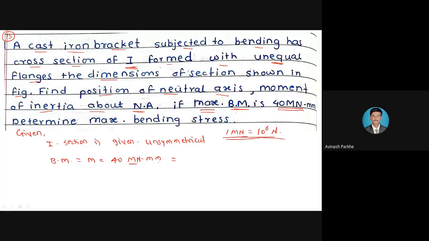Here it is meganewton mm, already given in mm, so we need not convert from meter to mm. Therefore 40 into 10 raised to 6 Newton mm. And they have asked to find out the maximum bending stress, means sigma or sigma b, we have to calculate. Okay, so these are the given parameters. Now whatever the I section is given of unequal flanges, their figure is also given. So I will draw that particular figure. So let us see here.